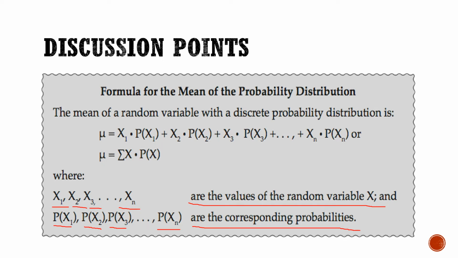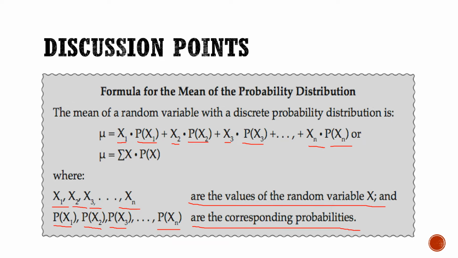x. So if we're asked to find the value of your mean, we just simply multiply your x sub 1 to your p of x sub 1, then your x sub 2 to the probability that will be mapped to your x sub 2, then x sub 3 multiplied by the probability that will be mapped to this x sub 3, up to x sub n, and to each corresponding probability.